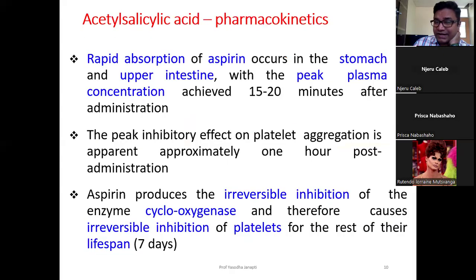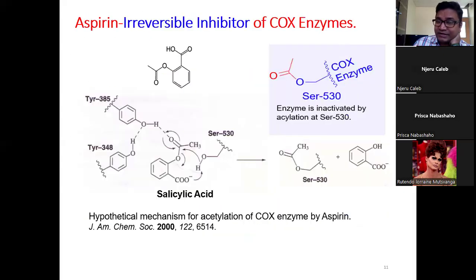We are almost at the end. Aspirin, this is the structure of aspirin. We'll come to those figures again. You see, this is the structure of aspirin. Aspirin is acetyl salicylic acid. This is the acetyl group, and totally this is called salicylic acid. There is no H here, we call it salicylate. So this is the acetyl group, acetyl salicylic acid.